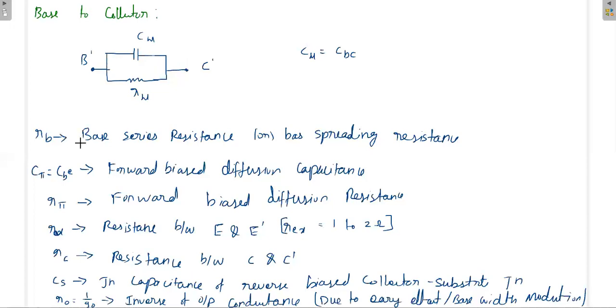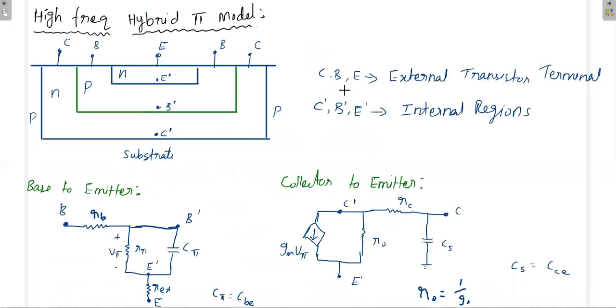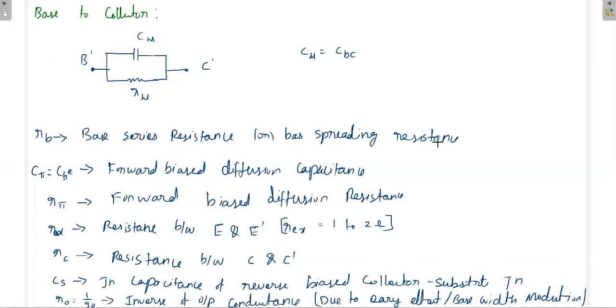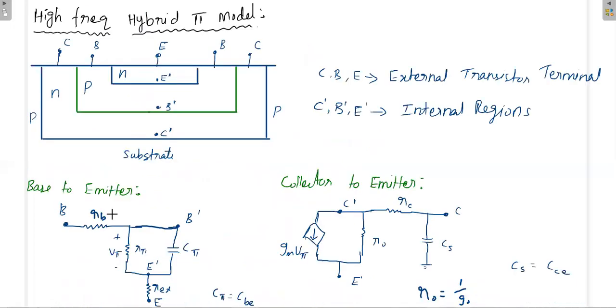RB is connected in between B and B dash, that is base series resistance or base spreading resistance. Its value is very small, low value, so we can neglect it. If we neglect this, it will directly be short circuited, and it will not affect the performance of the circuit.